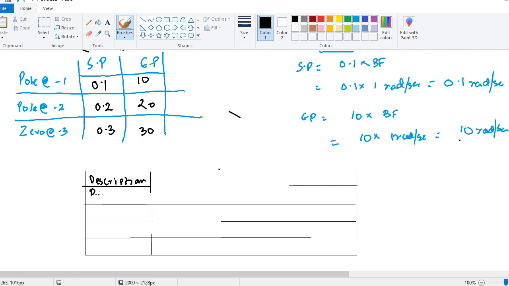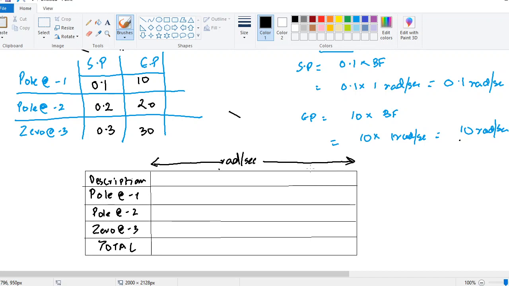So here you have pole at -1, pole at -2, 0 at -3, and then you have your total here. Now we're going to start with the order. I'm going to say radians per second here because units are very important. If there are no units, then you'll get no marks here, so please be careful. And then I'm going to put down the lines.